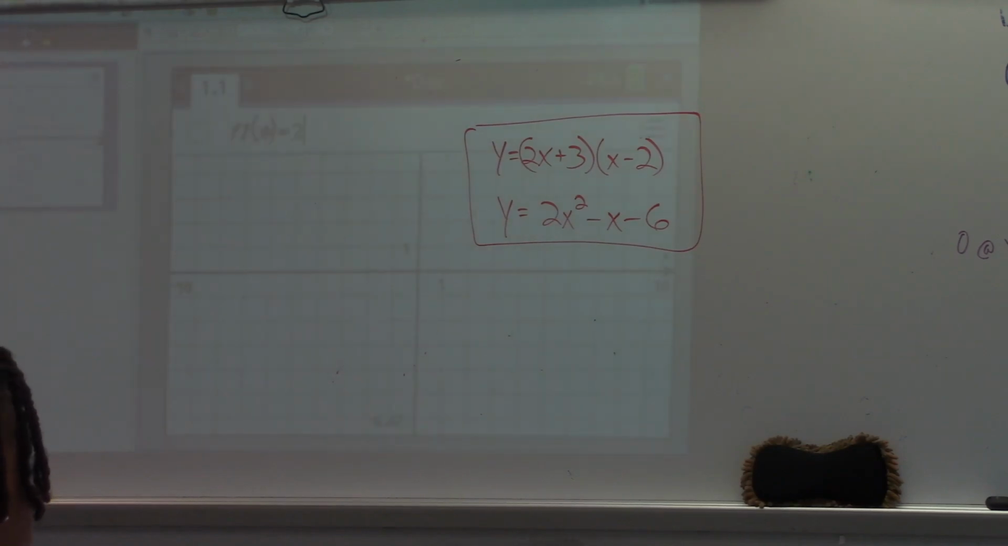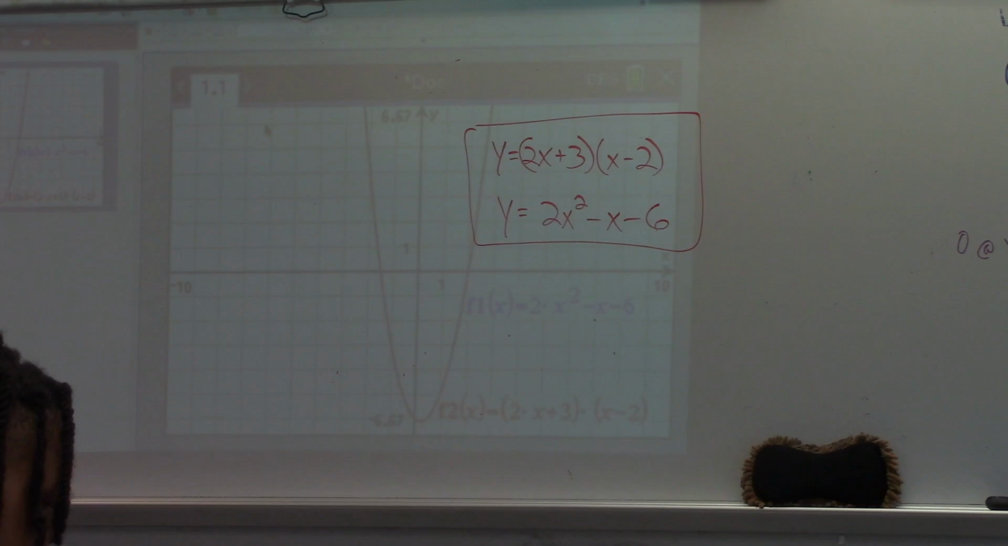So 2x squared minus x minus 6 and 2x plus 3 times x minus 2. Are those equivalent? Yes, because they've got the same zeros and the same x-axis crossings. So they have the same vertex, the same zeros, the same y-intercept, the same axis of symmetry. Guys, they have literally the same inputs mapping to the same outputs.